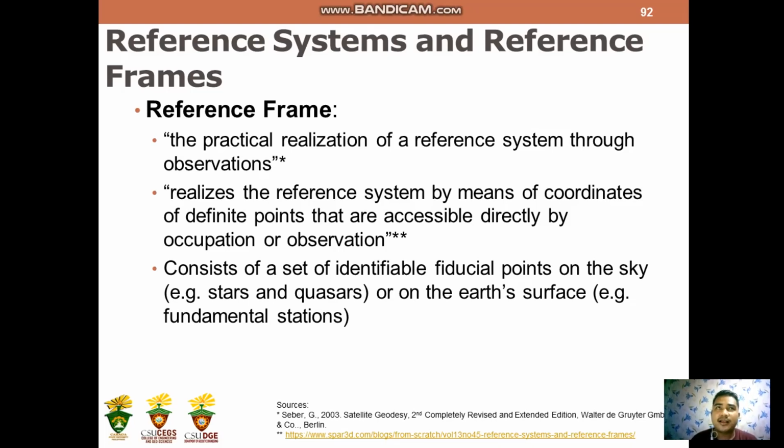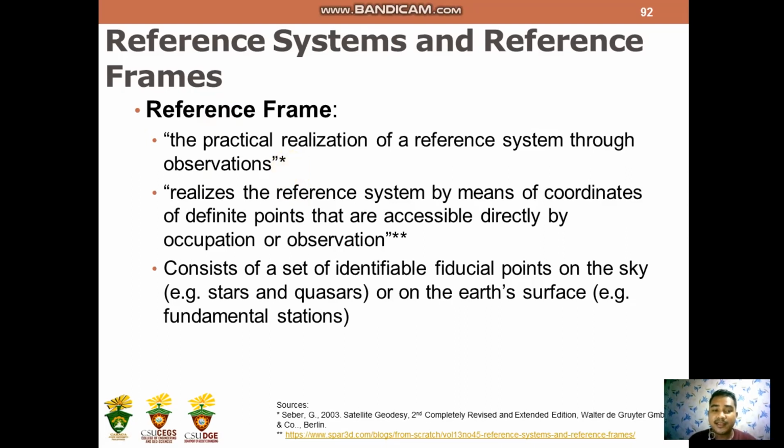Another simple analogy of reference system versus reference frame is that the reference system is like a prescription from the doctor. It's a concept from the doctor of what will cure your illness. It's a prescription. And since it is still a concept, you realize it once you buy the medicine. So the medicine now is the reference frame. In other words, the reference frame realizes the reference system.